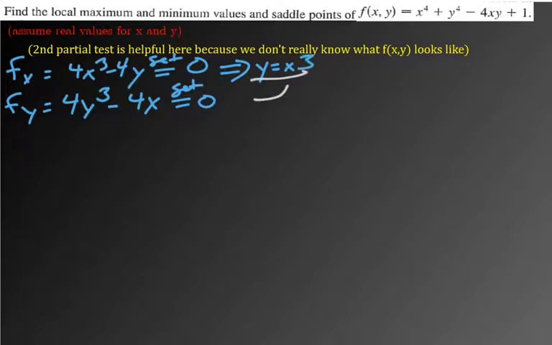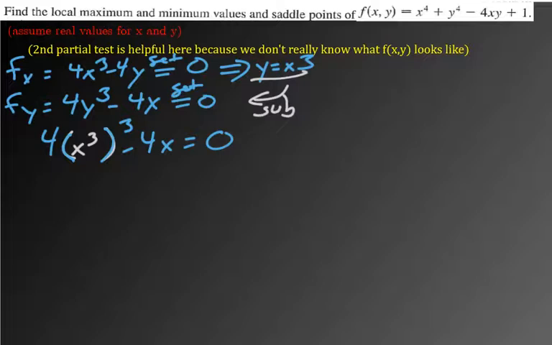Then I'm going to take this and sub it into that second equation. So I've got 4 times y cubed, where my x cubed is y, and I'm going to cube it. Then I've got minus 4x, and I'm setting that equal to 0. I'm also going to drop the 4s on this one, so x to the 9th minus x. Factor out an x.